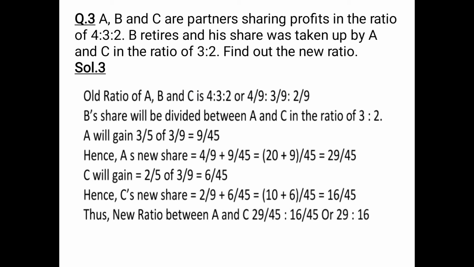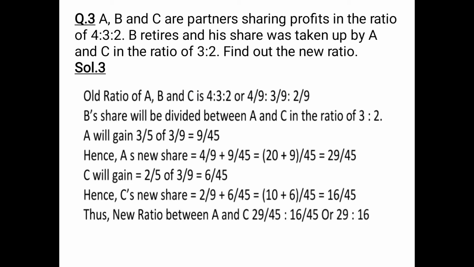Hence, A's new share will be equal to his old share, that is 4/9, plus his gaining share, that is 9/45. So while taking the LCM of 9 and 45, we will get 45. And after adjusting the LCM, we will get (20 + 9)/45, that is 29/45, which will be the new share of A. C will gain 2/5 of 3/9, that is the retiring partner's share.